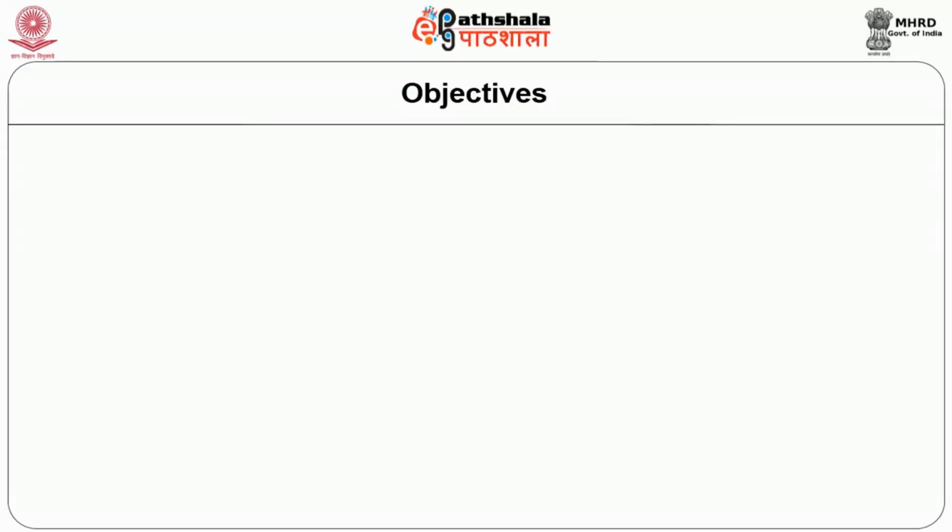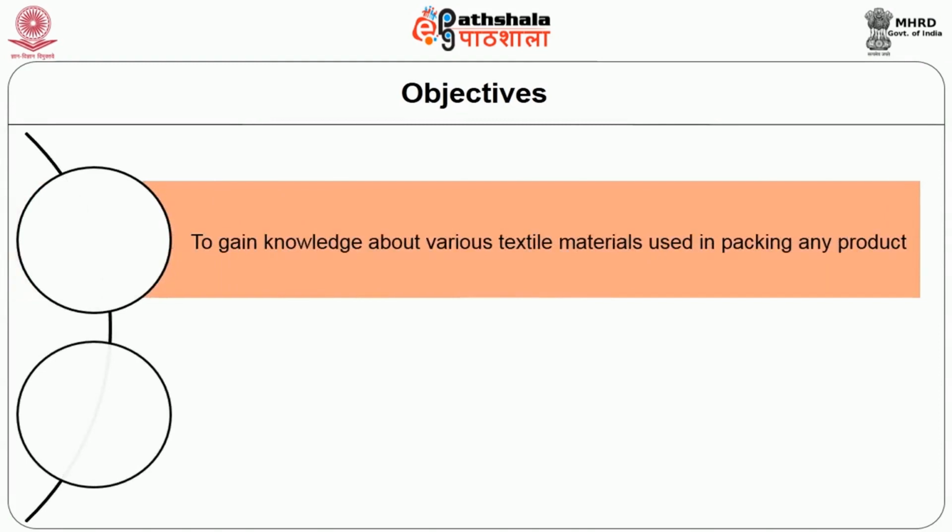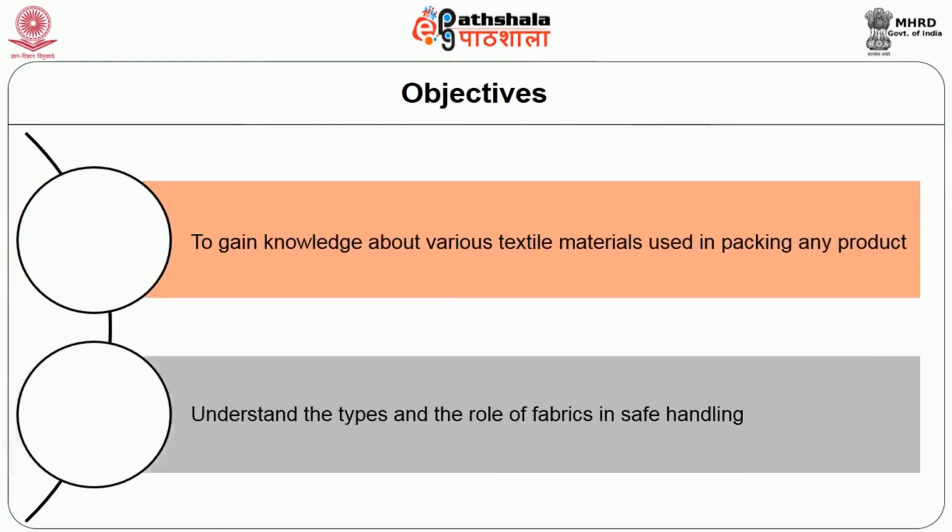This industry started right from basic jute material which was used as sacks, and today we are able to have high-end polypropylene material used for pack textiles. The major objectives of pack textiles is to gain knowledge about industrial material used in packing any product and to understand the role of fabrics for safe handling.